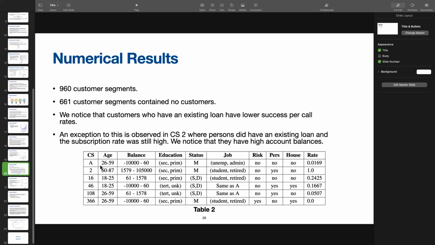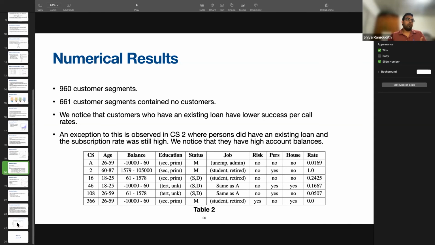Did you guys do any extra trimming of some segments that are impossible? I'm guessing some might be impossible, right? Yeah, so we effectively ignored those 661 segments because no customers fell into them. In terms of trimming, we didn't really apply any approach to grouping some customer segments together. But in the k-means approach, just to give some insight into what's going on there.